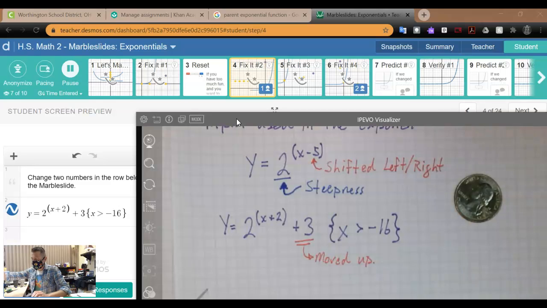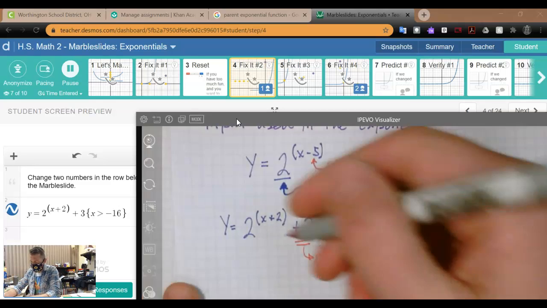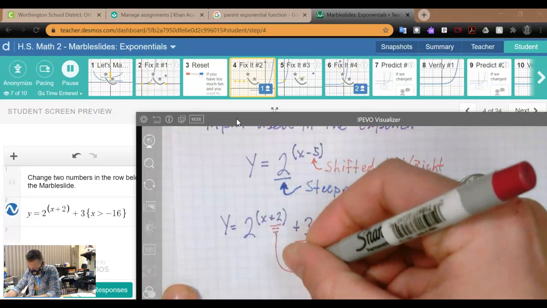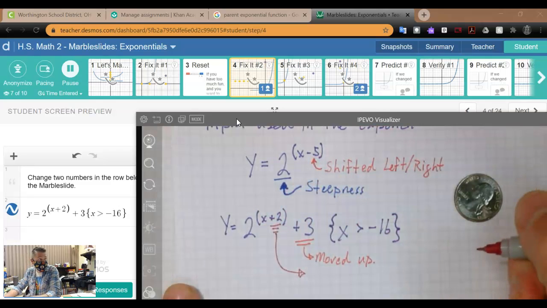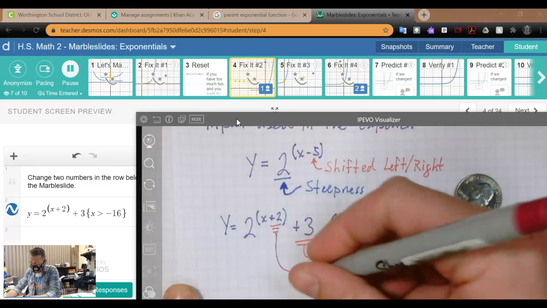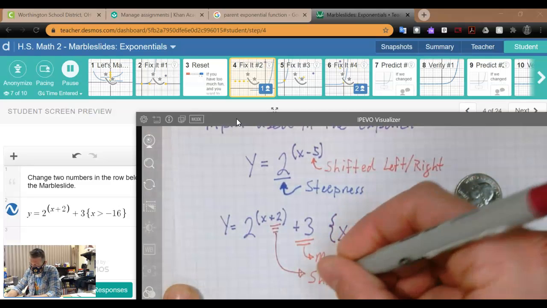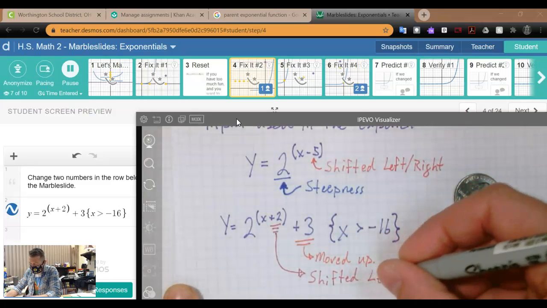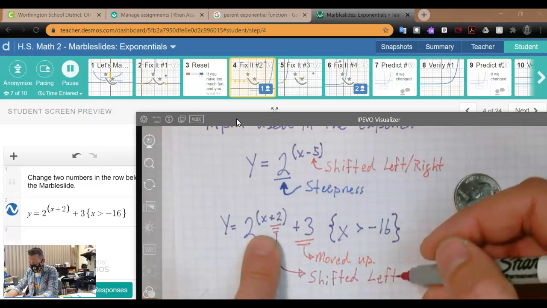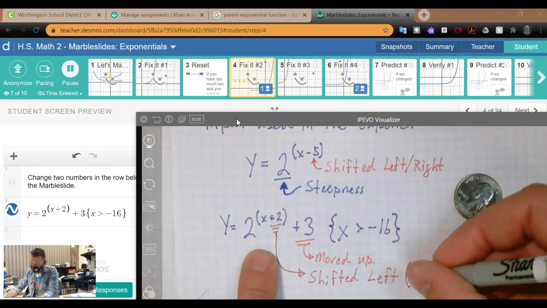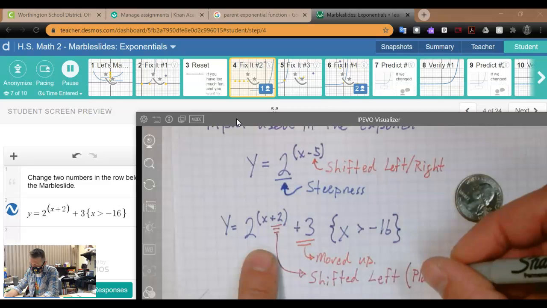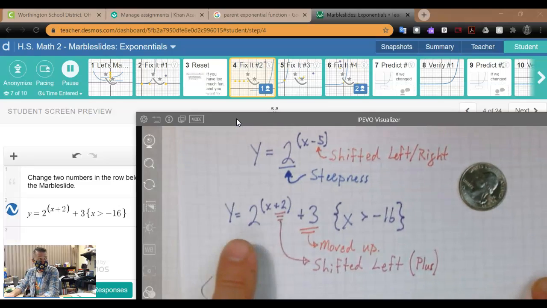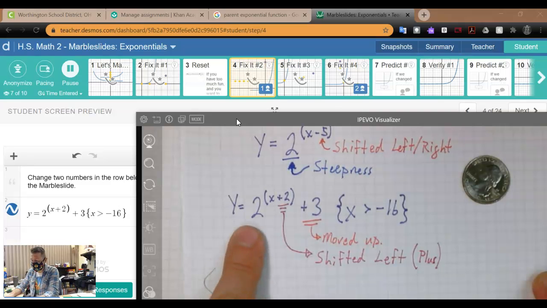So wait, the plus 2, hold on, the plus 2 did what for us, though? Shifted left. So now we're going to be more specific, instead of saying shift left or right. So the plus 2 shifted left. So left was the plus. Oh, we've seen this before. And we still said the 2 was the steepness.